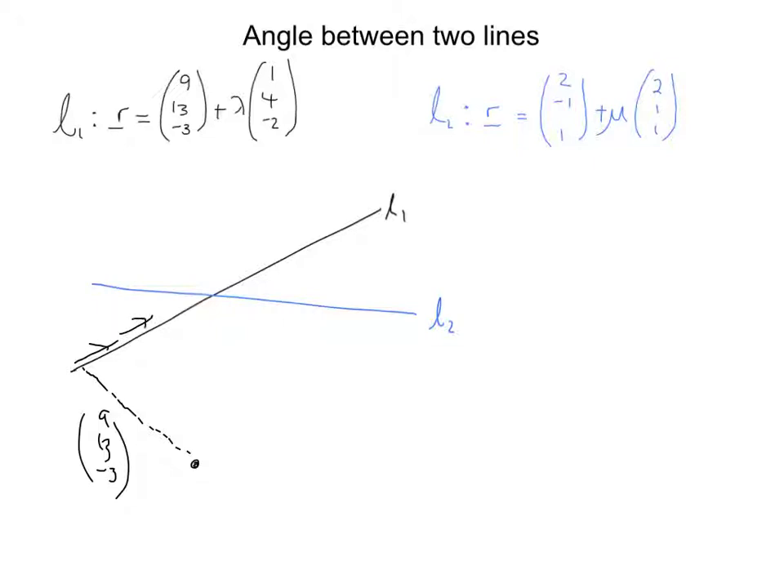Now once we're on the line, we go as many as we like, lambda in this direction, of 1, 4, minus 2. Now, that's not written very well, but you know what I mean. 1, 4, minus 2. Okay, the blue line.